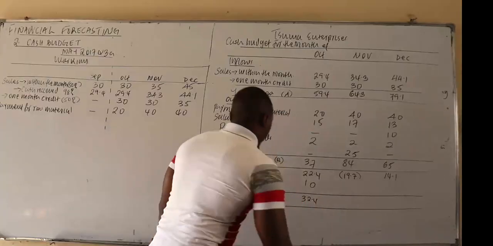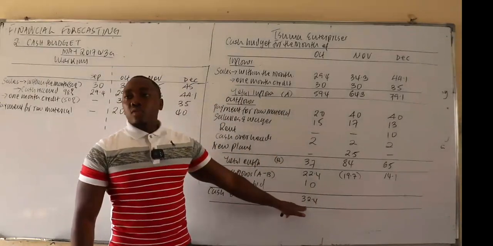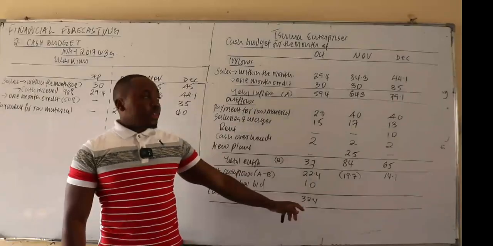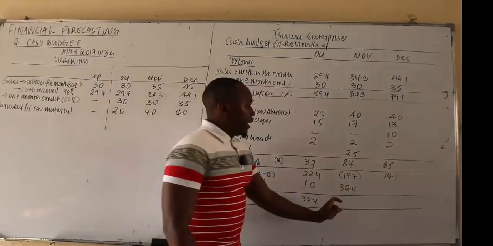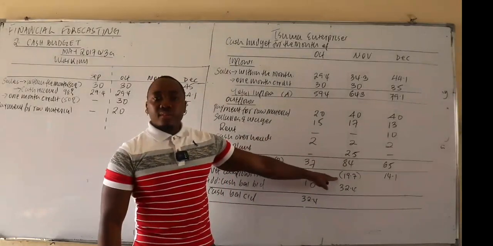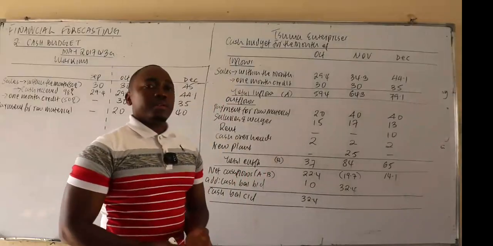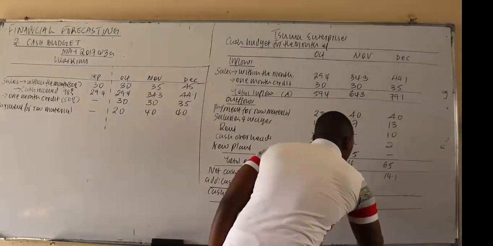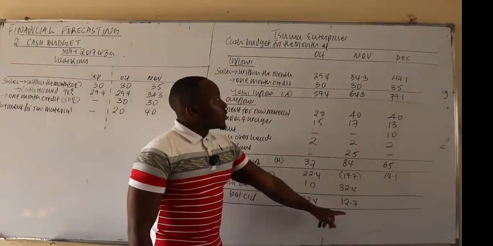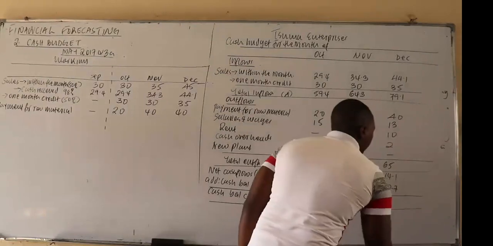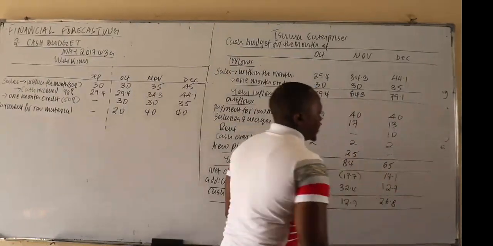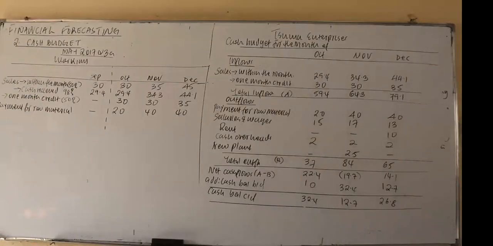That's 2.4. Now the balance carried down for October becomes the opening balance for November. So the balance brought down will be that 2.4. And then during the month, there was a deficit of 19.7. So how much will we be having at the end? 12.7. The balance carried down for the month of November will be the opening balance for December. So you'll have an amount of 12.7 and you get an amount of 26. Simple. Now you can copy, and that marks the end of that topic.